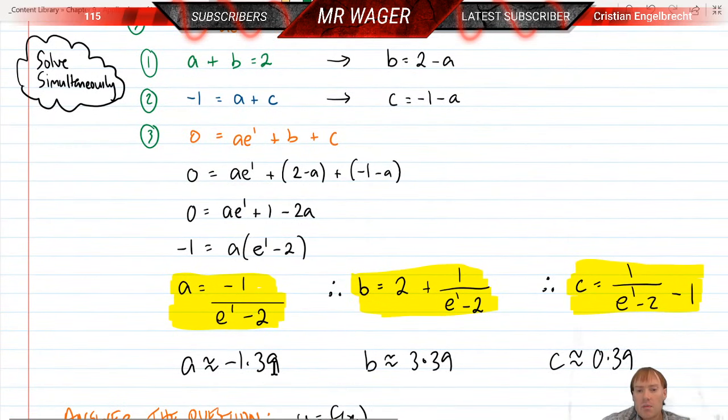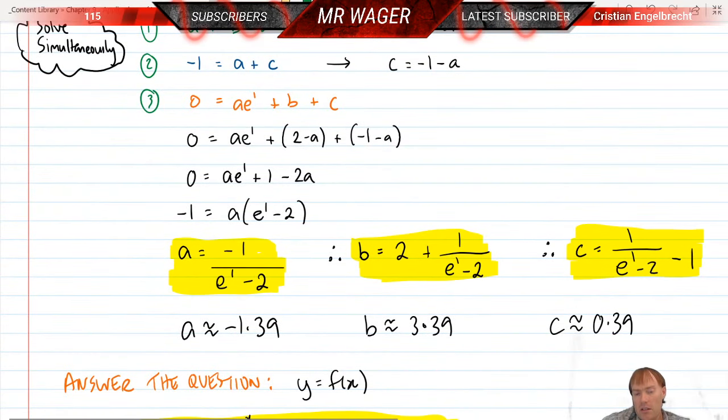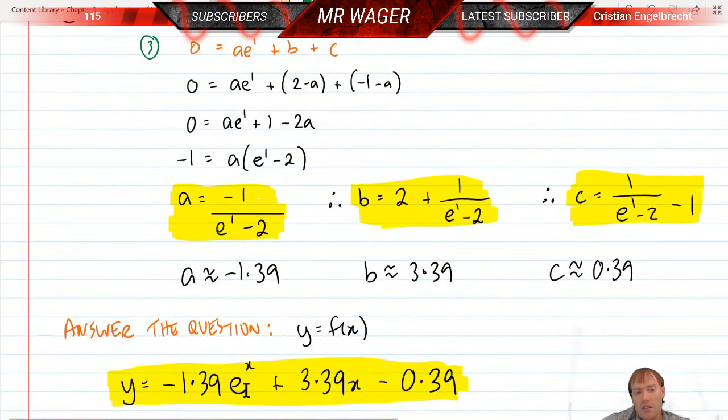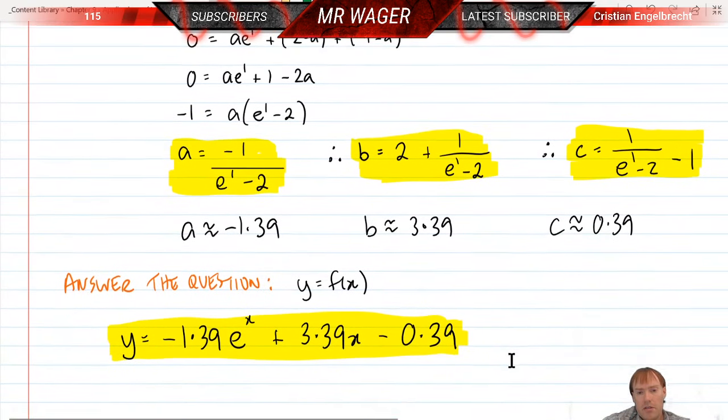But as decimals, if you wanted to work them out using decimals, you can either just type them in the calculator or use the solve function. This is what the decimals say. But to answer the question, let's put all the bits in. So the original function is going to be negative 1.39, which is this A value as a decimal, e to the x, plus 3.39x, which is the b value at the front, the b coefficient, minus 0.39. So these are all the coefficient values rounded to 2 decimal places, and that is what the original function is.